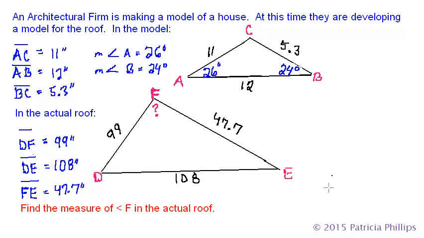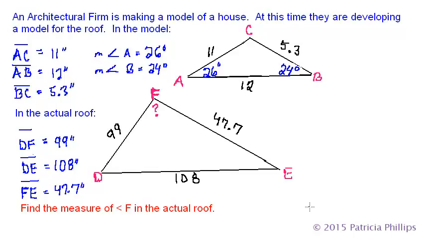And let's keep reading. It says, in the actual roof, the line DF equals 99 inches, DE equals 108 inches, FE equals 47.7 inches. And so you're supposed to find the measure of angle F in the actual roof. So we have to determine whether the triangles are similar to see if we can use any of the methods.